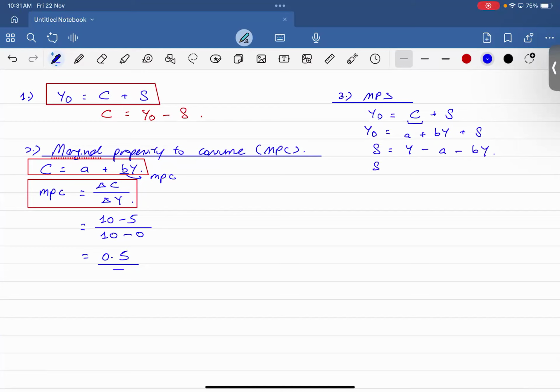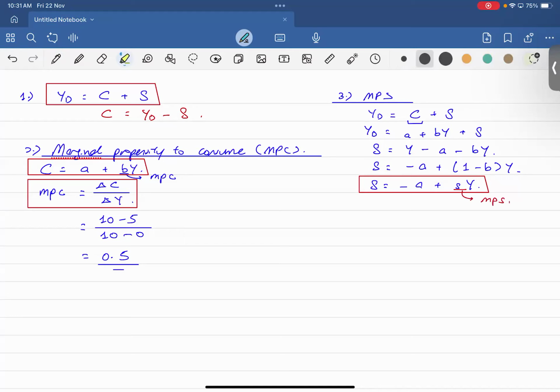Then I can factorize it: negative a plus (1 minus b)Y. So now I can write saving equals negative a plus sY. This is another formula, the saving function. This small letter s is my marginal propensity to save. Just like just now, this b is the marginal propensity to consume, and this s is the marginal propensity to save.